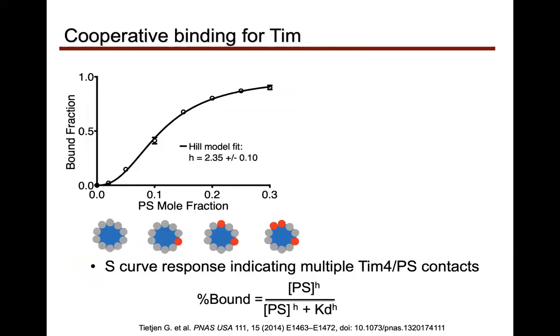When we look at changing the mole fraction of PS being presented, which is on the x-axis, you see a sigmoidal curve that can be fit to the Hill model. The Hill model fit gives us a Hill coefficient larger than 2, which suggests that it needs at least 3 PS for stable binding of the protein to the surface.